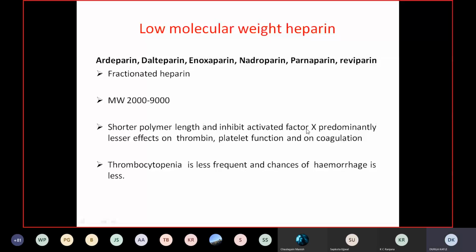Thrombocytopenia is less frequent and the chance of hemorrhage is also less because it has a lesser effect on platelet function. So it has less chance of thrombocytopenia and less chance of hemorrhage. So complications are less than those of unfractionated heparin.